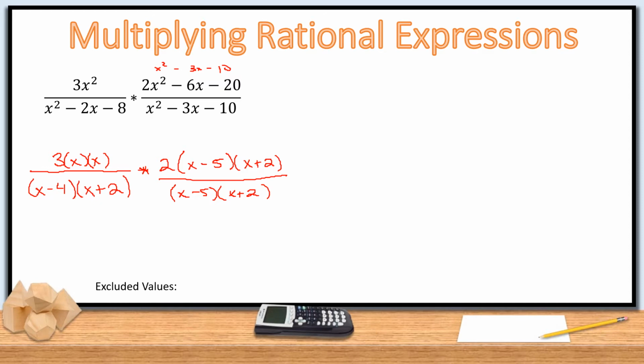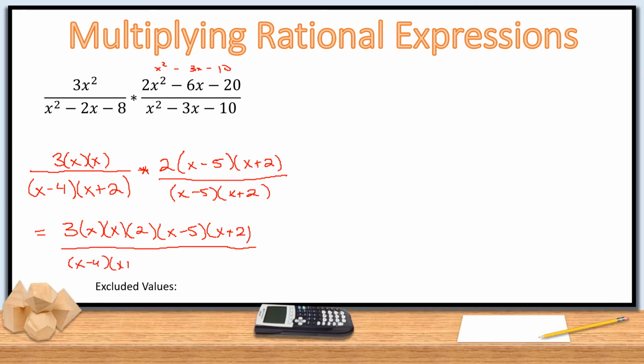So just looking at this right now, we're going to multiply this together. So the numerators together, denominators together. I'm not going to do excluded values just yet. I want to wait until I've actually done the multiplying, but I'm going to push the factors together. So we're going to end up with 3x, x, 2, x minus 5, x plus 2, all over x minus 4, x plus 2, x minus 5, x plus 2. So then all we do now is cancel out those common items and then write what's left.